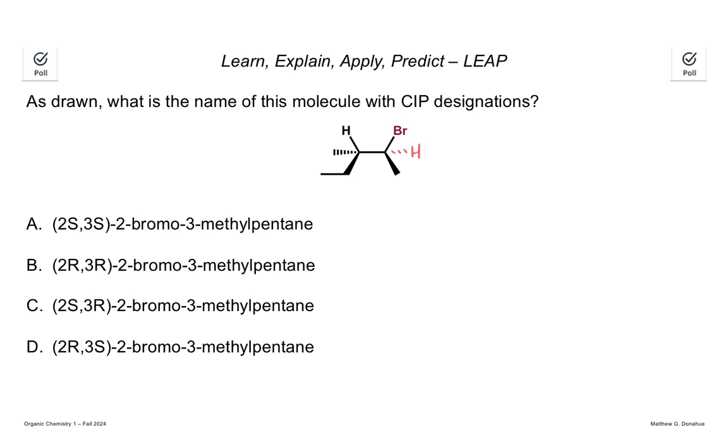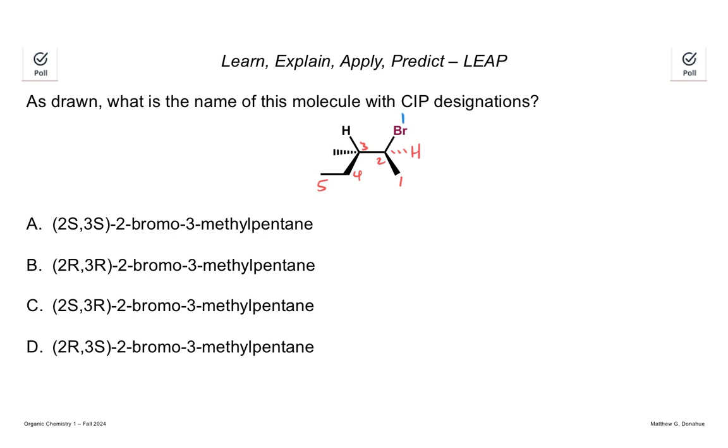What's the name with the CIP designations? So it's 2-bromo-3-methylpentane. And carbons 2 and 3 are stereogenic. So we have to figure out if they're R or S. So let's start at carbon 2. We have a bromine, an H, and then 2 carbons.